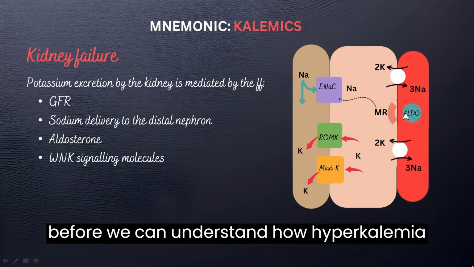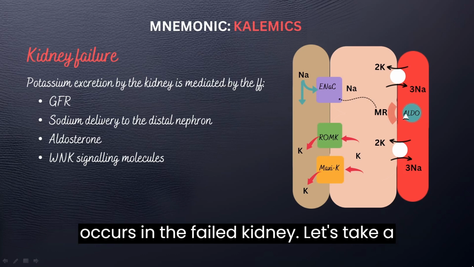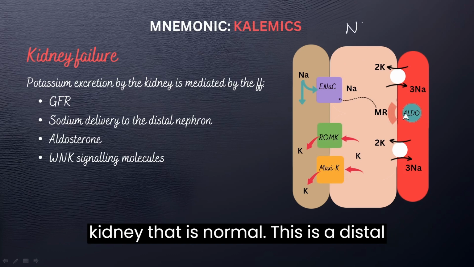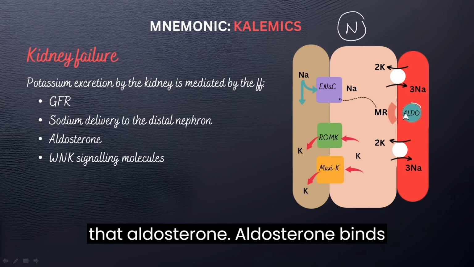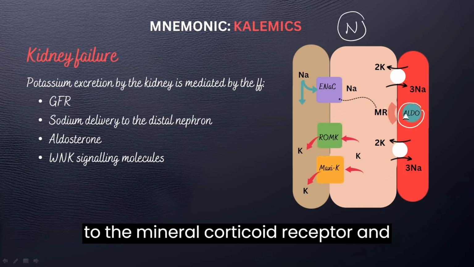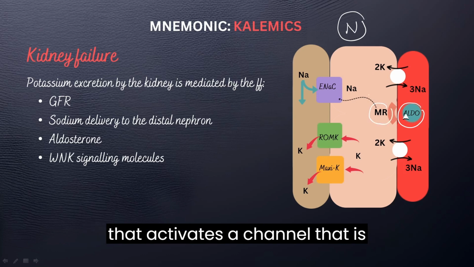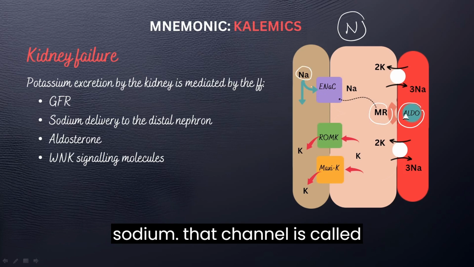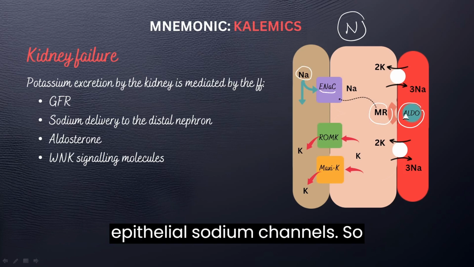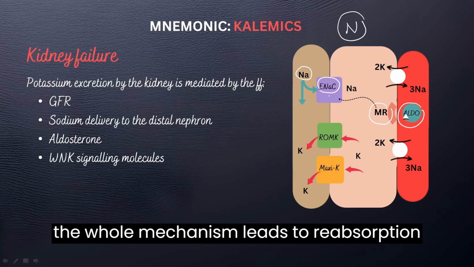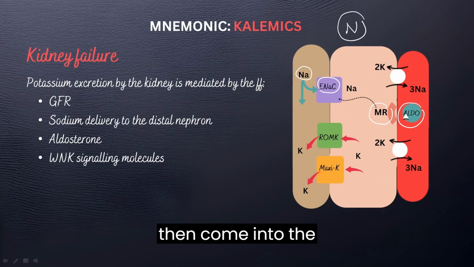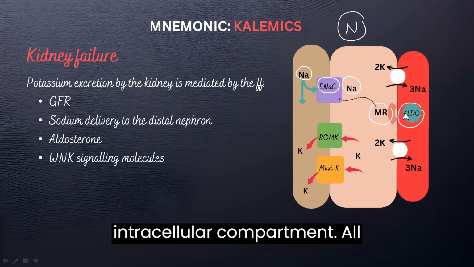Now, before we can understand how hyperkalemia occurs in the failed kidney, let us take a look at a normal scenario, that is, a kidney that is normal. This is a distal convoluted tubule, and here we can see the aldosterone. Aldosterone binds to the mineralocorticoid receptor, and that activates a channel that is specialized in the reabsorption of sodium. That channel is called the epithelial sodium channel. So the whole mechanism leads to reabsorption of sodium. In other words, sodium will then come into the intracellular compartment.